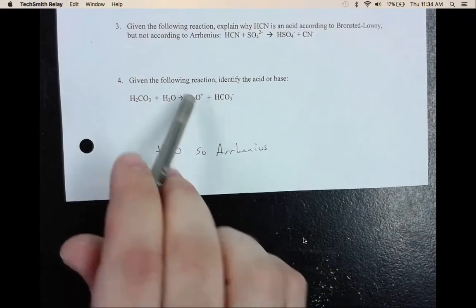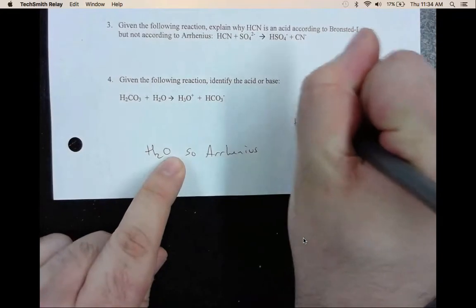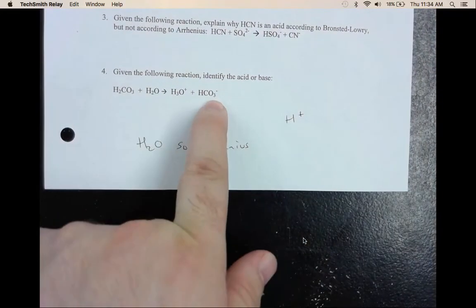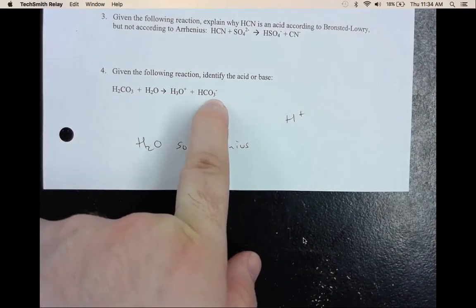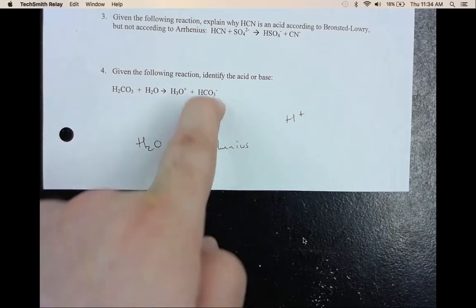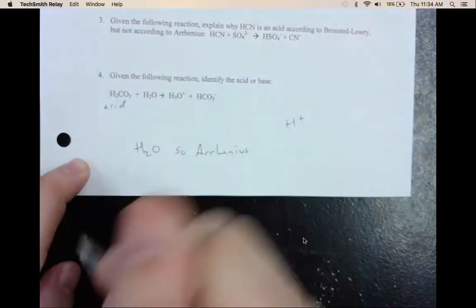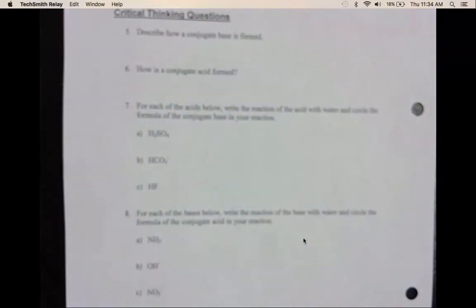We see this H3O plus, that means a hydronium ion was added to it because hydronium ions are H plus, and that our carbonic acid is now HCO3 with a negative charge. That tells us that it lost a hydronium ion because it's now negative. Hydronium ions are positive. So that tells us that our carbonic acid is our acid and our water is our base. So next we come over to the other page.